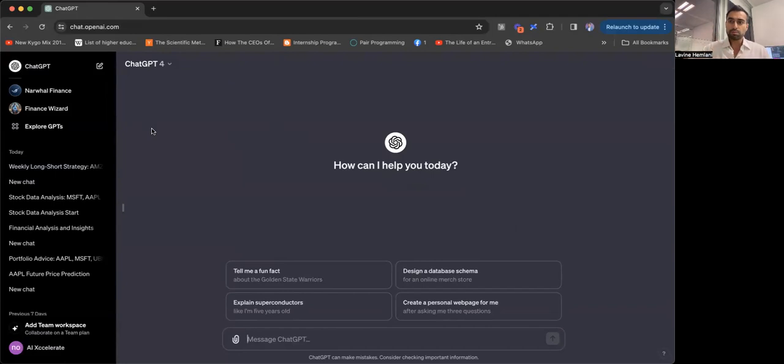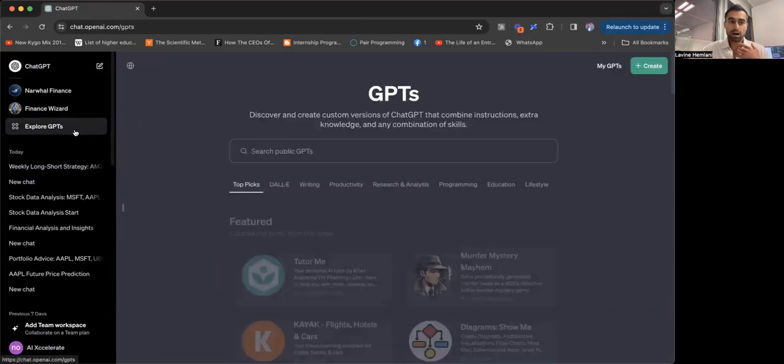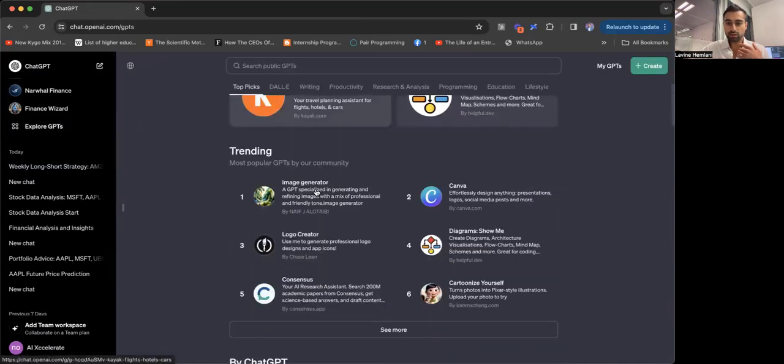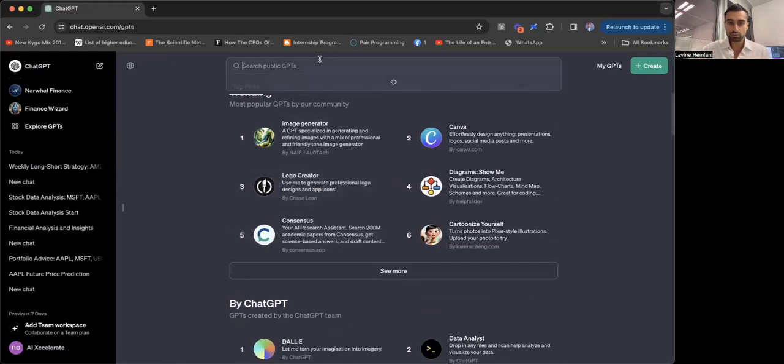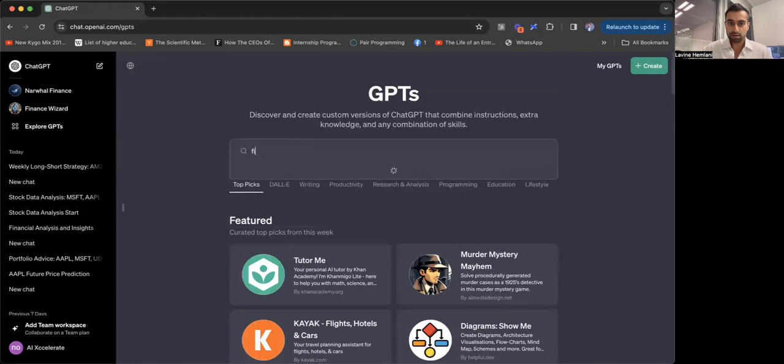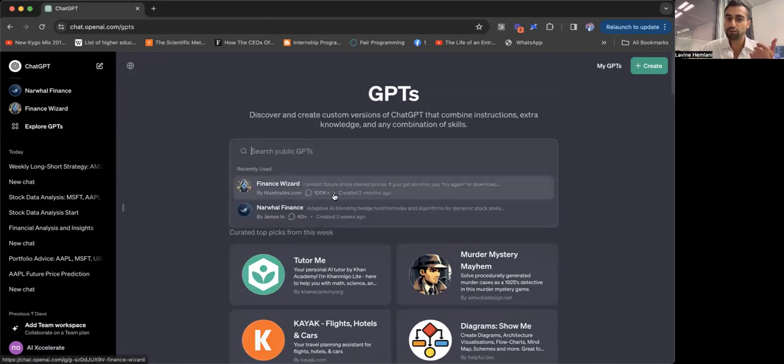So recently with GPT-4, this is quite cool. You can actually use some custom GPTs that have come out. There's one that I quite like. It's called Finance Wizard. So you can search for it on the public GPTs. Finance Wizard, which is really good for predicting future stock market prices.